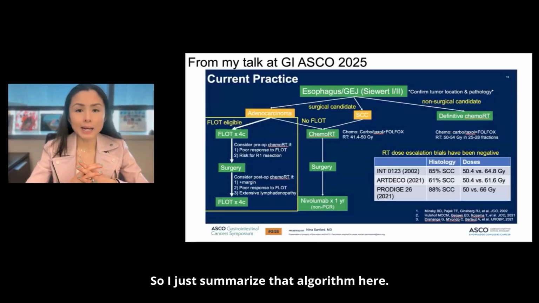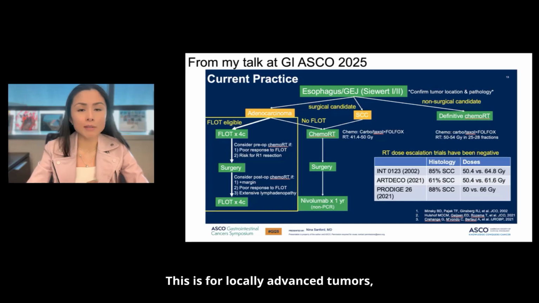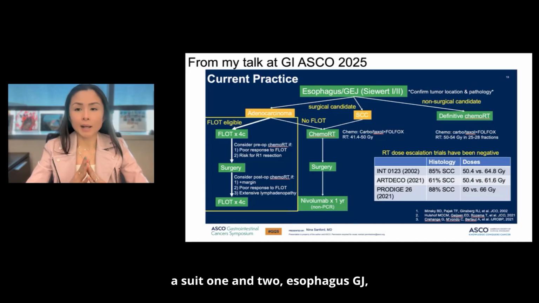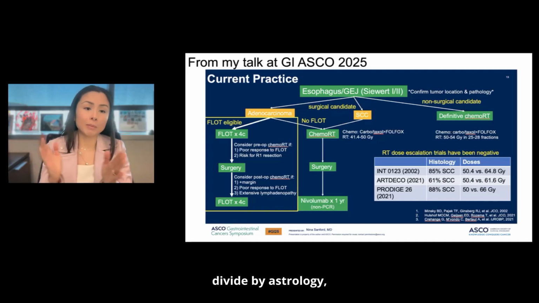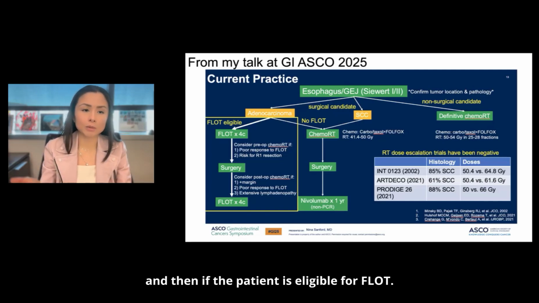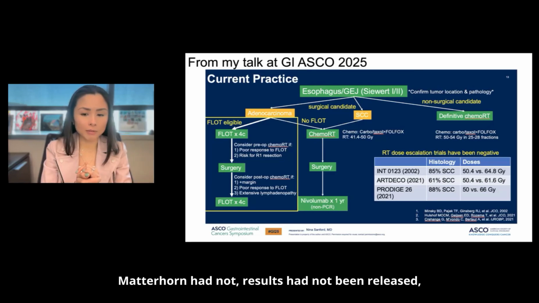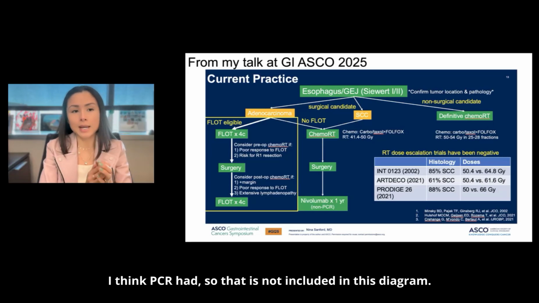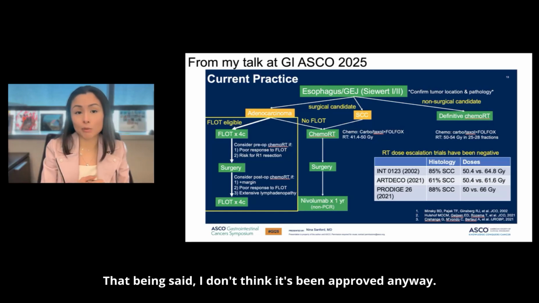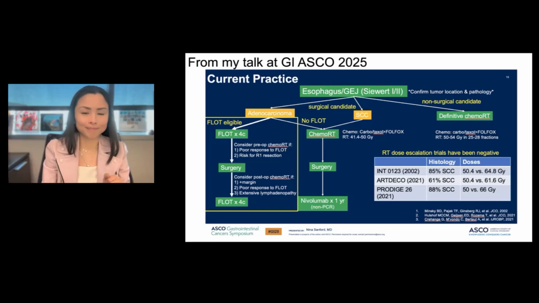So I just summarize that algorithm here. This is from my talk at GI ASCO in 2025. This is for locally advanced tumors, stage 1 and 2, esophagus and GEJ, divided first into whether a patient is a surgical candidate or not, divided by histology, and then if the patient is eligible for FLOT. Of course, in January, MATTERHORN results had not been released, or at least event-free survival had not. I think pCR had, so that is not included in this diagram. That being said, I don't think it's been approved yet anyway. So I think this is a reasonable framework for March of 2025.